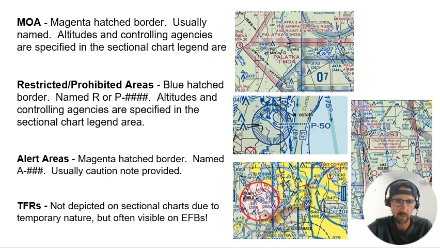Usually caution notes are provided. So give a little note on what's going on. So like this one here, A293, right above me, right there. Training from the surface up to 4,000 feet MSL, right? And then not depicted on the sectional charts due to temporary nature are the TFRs. So if you get a sectional chart, you're not going to see a TFR. So you have to either get those through 1-800-WX-BRIEF, or you have to have an electronic flight bag, or you can go on the computer and check too.